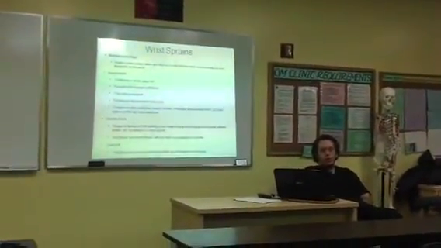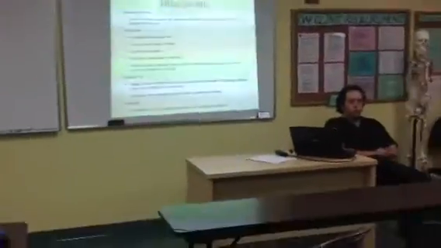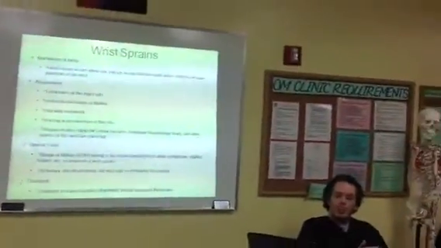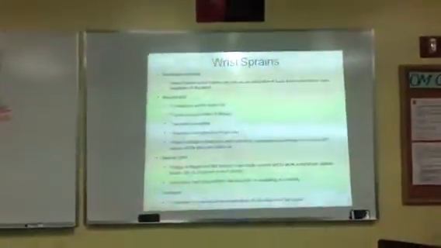Now, testing for a wrist sprain, like I said, this is a diagnosis of exclusion. You exclude fractures, then you can say it's a sprain. You exclude dislocation, you can say it's a sprain. All right.